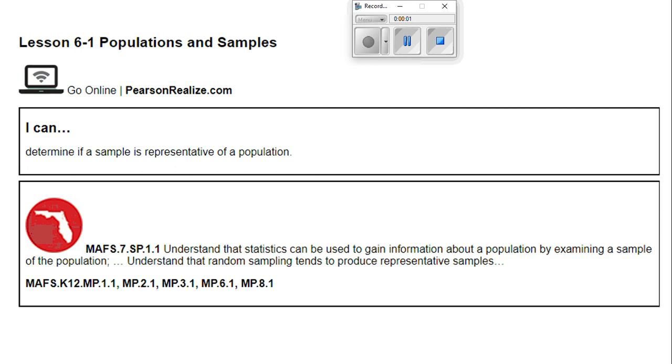To attempt to go ahead and do this online training. I know this is going to be very different for a lot of people, but maybe not so much for the people in my class that are used to following along with the video. Today we're going to go over lesson 6-1, populations and samples.